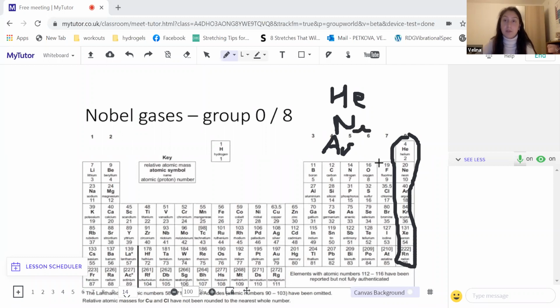We will be covering transition reactivity tomorrow. Yeah, so no, you can call the noble gases either group 8 or group 0.